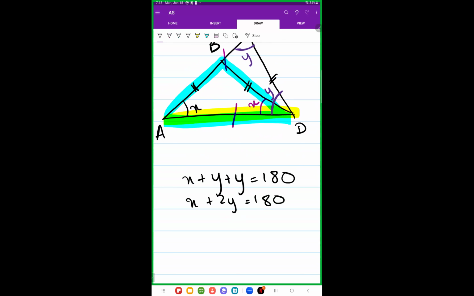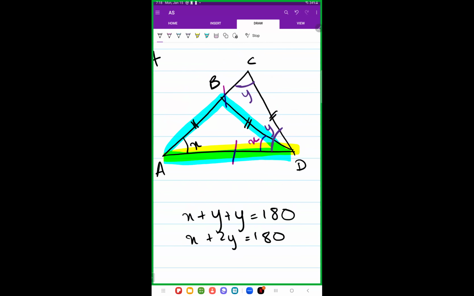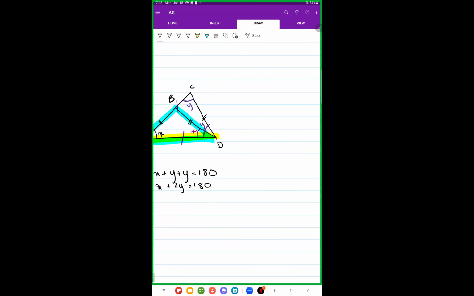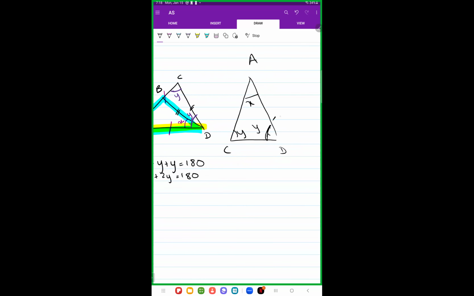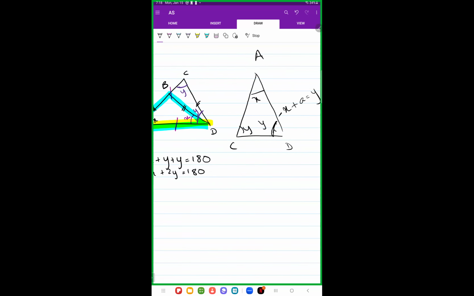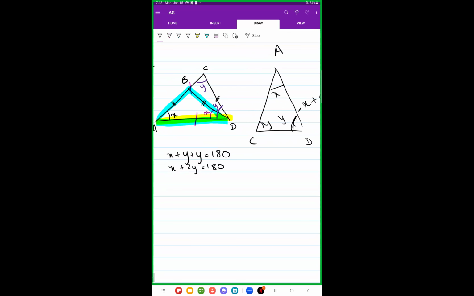Why aren't you counting the other x? Because there are like two x's as well. No, this is another triangle. I'm talking about the big triangle right now. So we're gonna do one triangle at a time. I'm drawing the triangle I'm talking about. I am talking about A, C, D, where this is y, and this is x. Now at D, you can also see that this y is actually equal to x plus something. So we can label it as y. But we're not going into that. We're just saying x plus 2y is 180, alright?